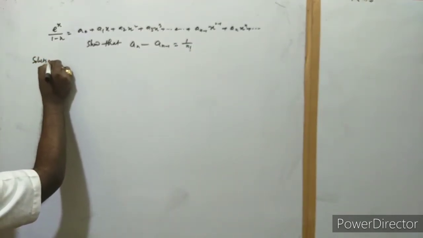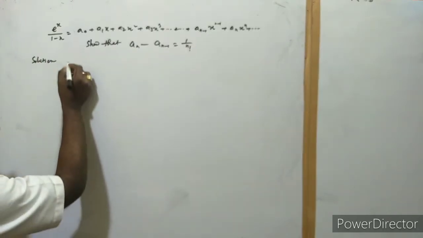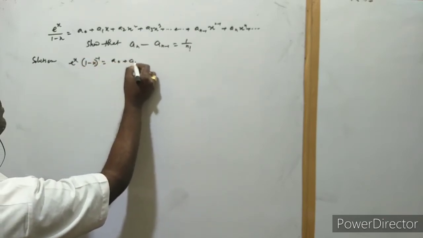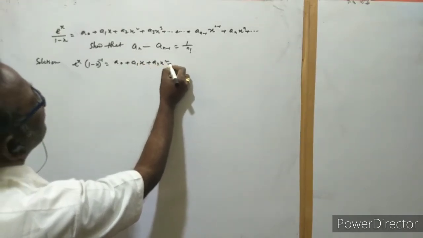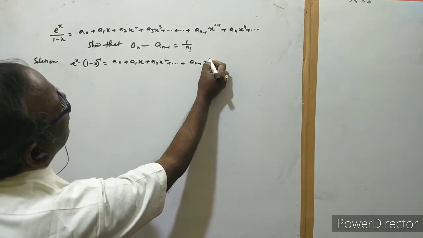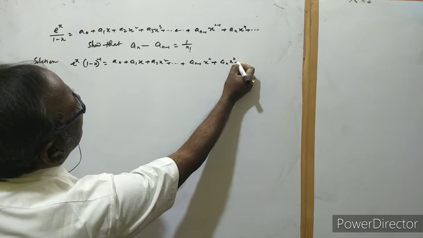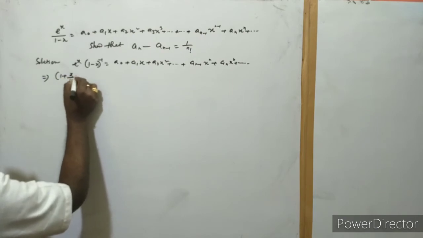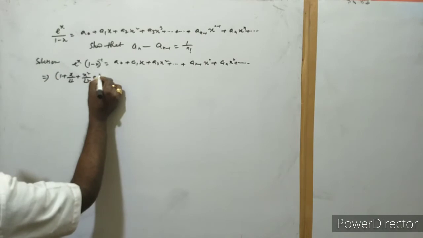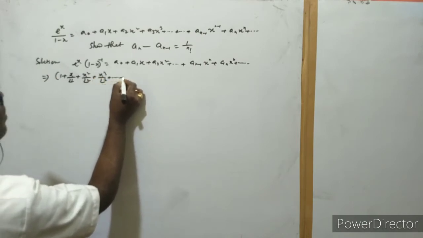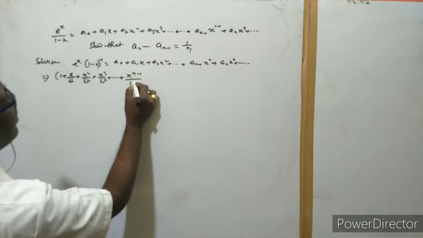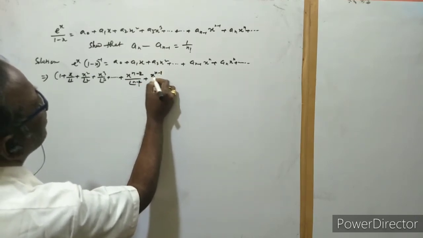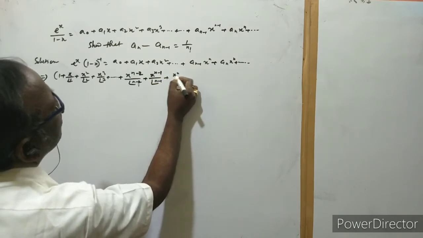Solution. We have e to the power x into 1 by 1 minus x. Now expand e to the power x: x by factorial 1, x square by factorial 2, x cube by factorial 3, and so on, x to the power n minus 1 by factorial n minus 1, x to the power n by factorial n.